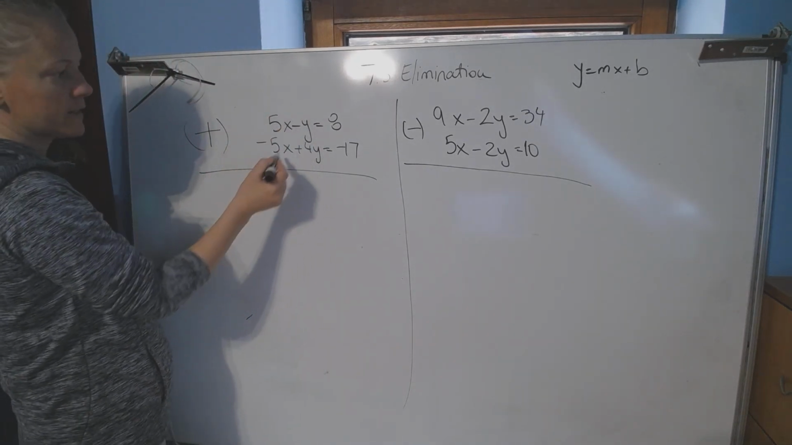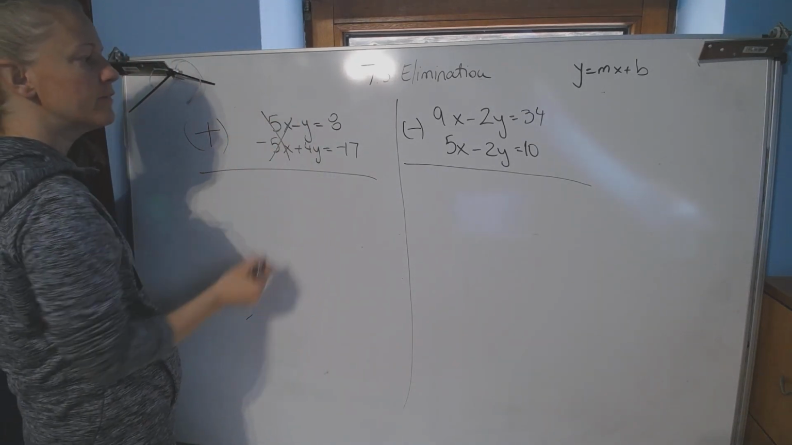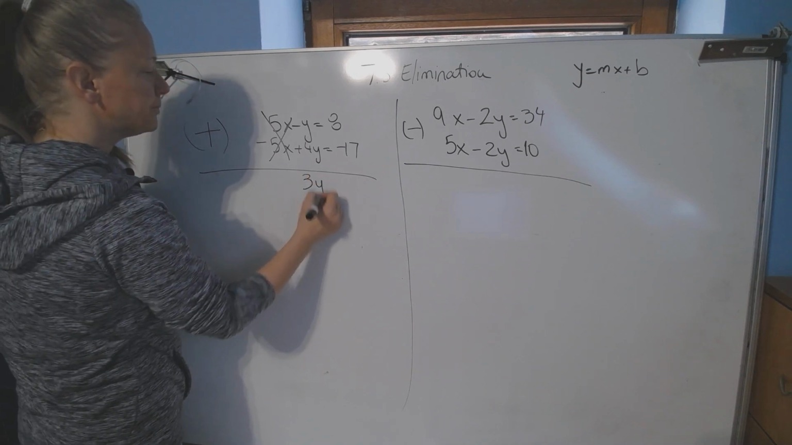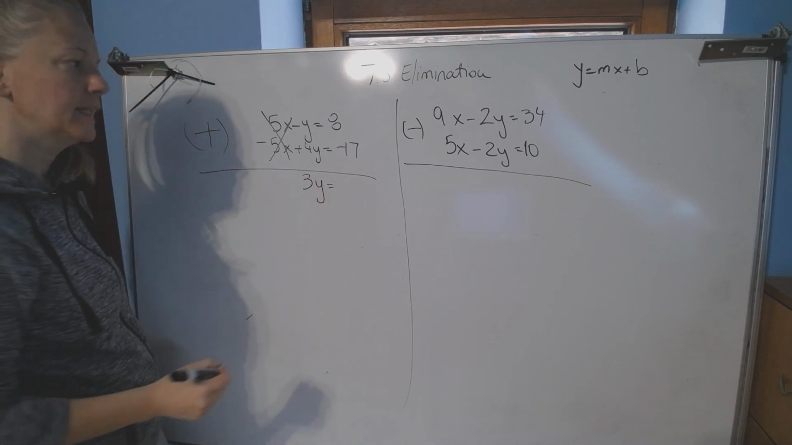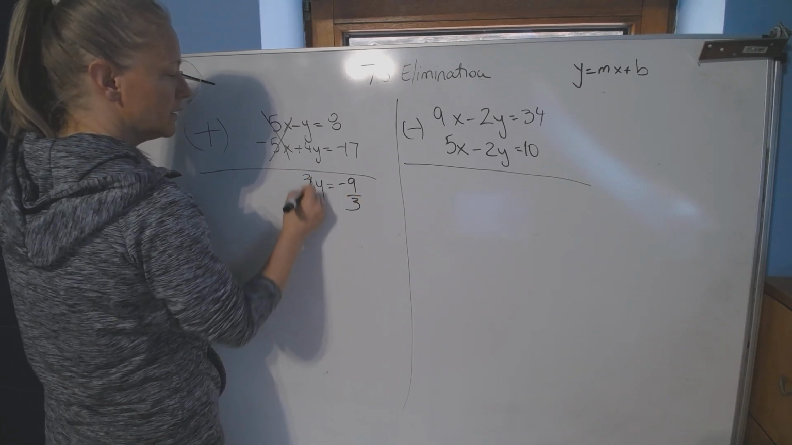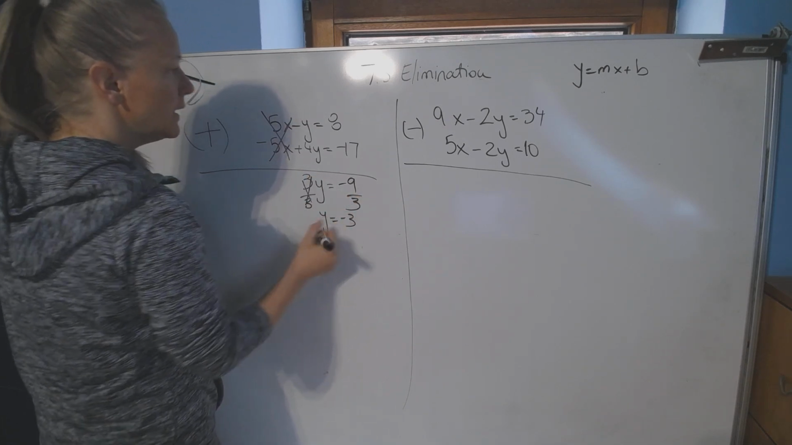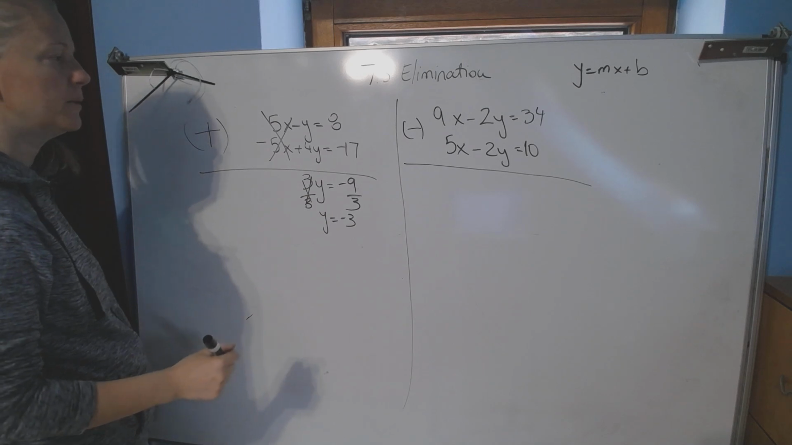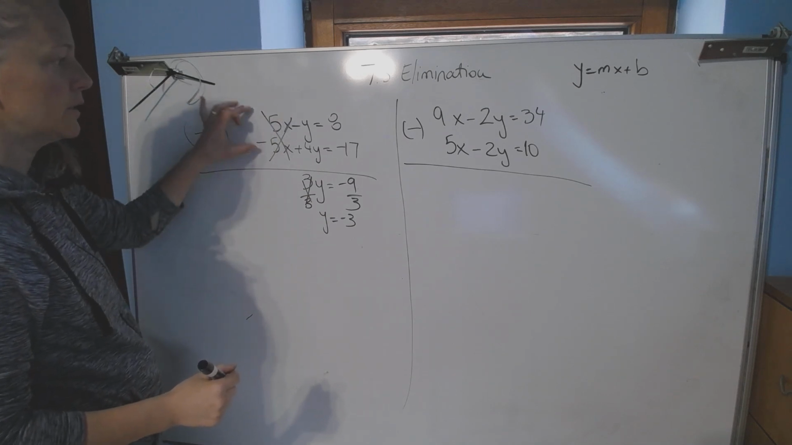If we add, 5x minus 5x, they go away. Negative y plus 4y gives me 3y. 8 plus negative 17 gives me negative 9. I divide by 3. Y equals negative 3. And I can pick any of these two equations now and solve it.